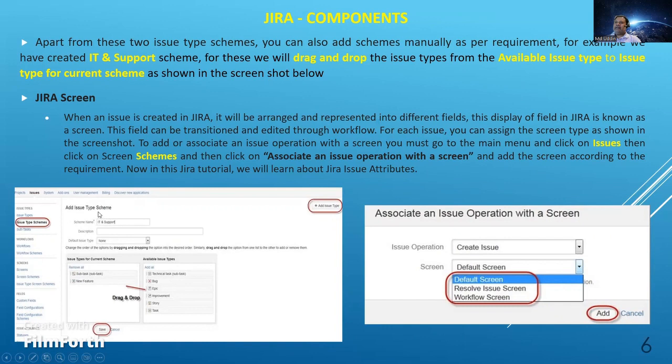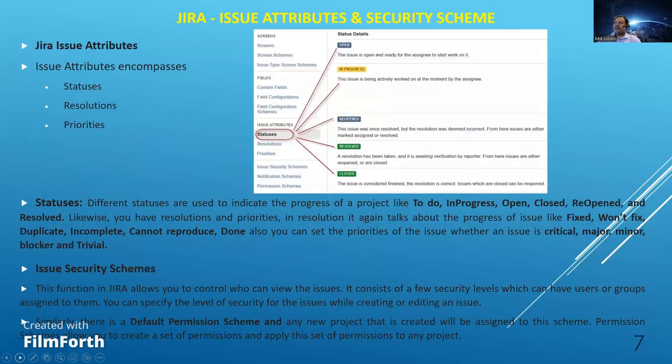When you're creating an issue type schema, you save it, right? But when you're adding the screen name, you have to add the screen name. There's nothing to save because you're adding the screen name. Thank you.